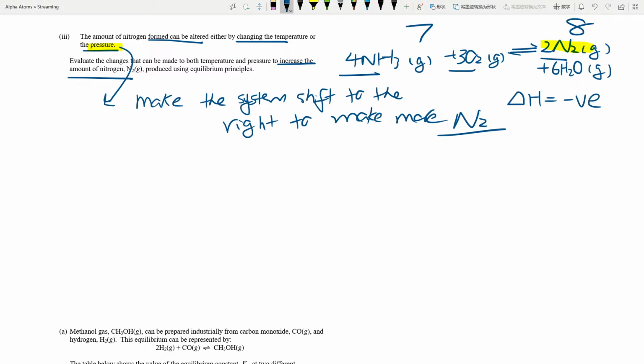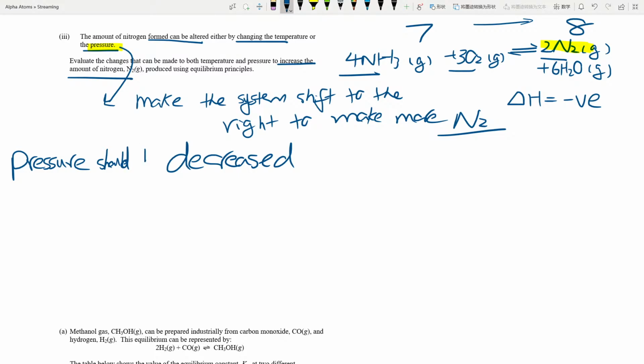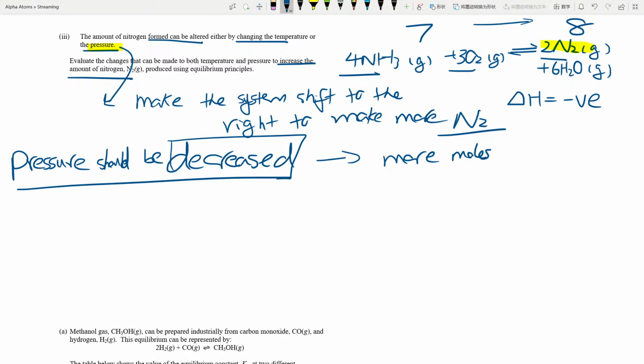So how can we make it shift that way? This is where you will need to decrease pressure. Pressure should be decreased. Why? Because when we decrease pressure, that's going to favor the side with more moles of gas particles to minimize the change of this decreasing pressure. So in the process, we'll shift to the right to make more N2.